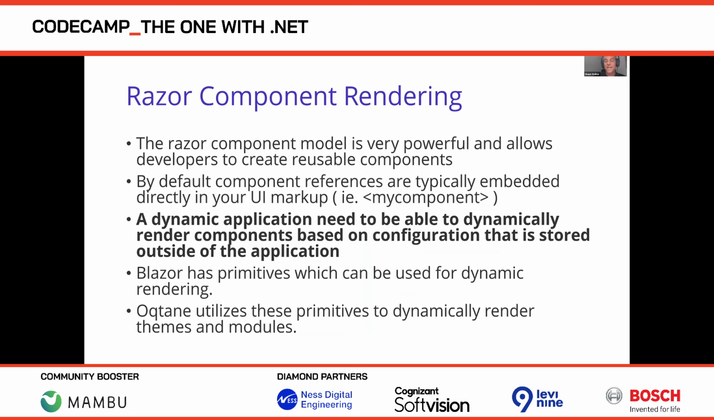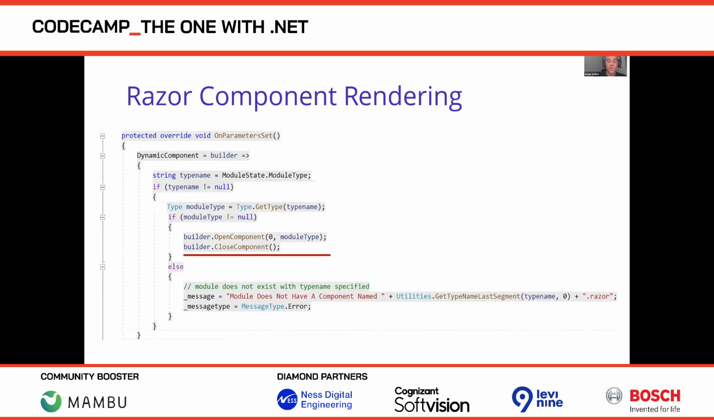You need to be able to dynamically load, like instantiate, a component based on its type name, and then inject it into the page. There are primitives which Blazor provides that are available. They're just not well documented or extensively used, but this is exactly the approach that Octane uses to do Razor component rendering. If you want to do dynamic rendering of Razor components, it's actually pretty simple. You just load the type based on the type name, and then you use these primitives, like builder.OpenComponent and builder.CloseComponent, which will render that particular component output to the page.